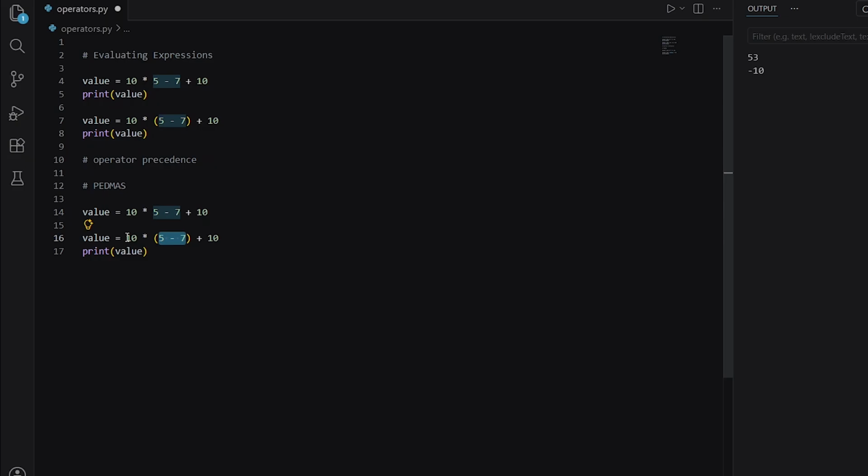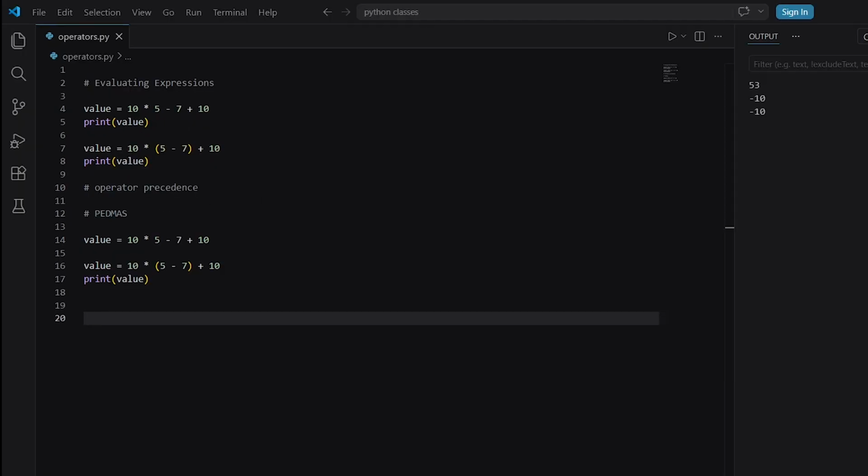So what this means is 10 multiplied by the outcome of the expression inside of the parenthesis, which is minus 2. And this will give us 10 times minus 2, which is minus 20. Minus 20 plus 10 is going to give us minus 10. And that is how we came about minus 10. So whenever you have an expression and you don't really know what is going to evaluate first, break it into parentheses.